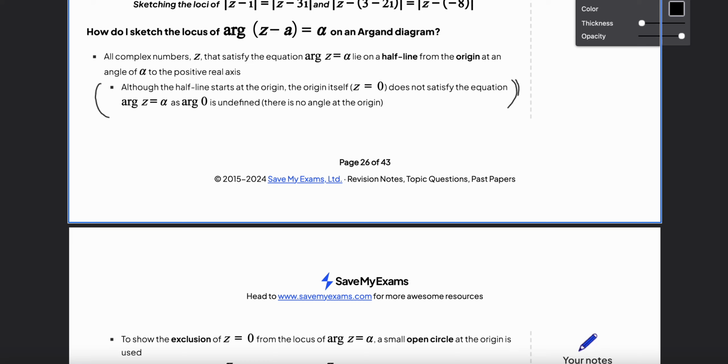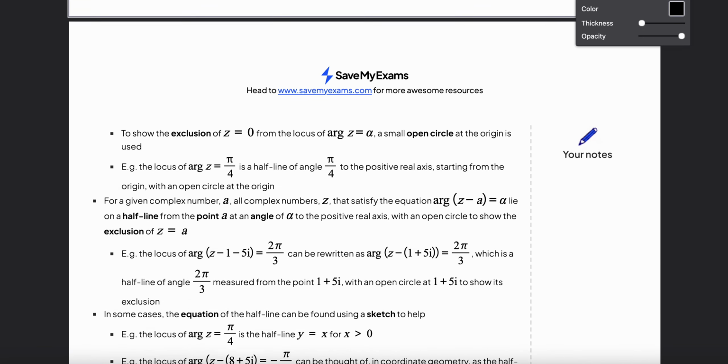So what we are saying is the argument of 0 is undefined. Since the argument of 0 is undefined, our Argand diagram has to show that. And how are we going to show that on an Argand diagram? We're going to show it using an open circle.